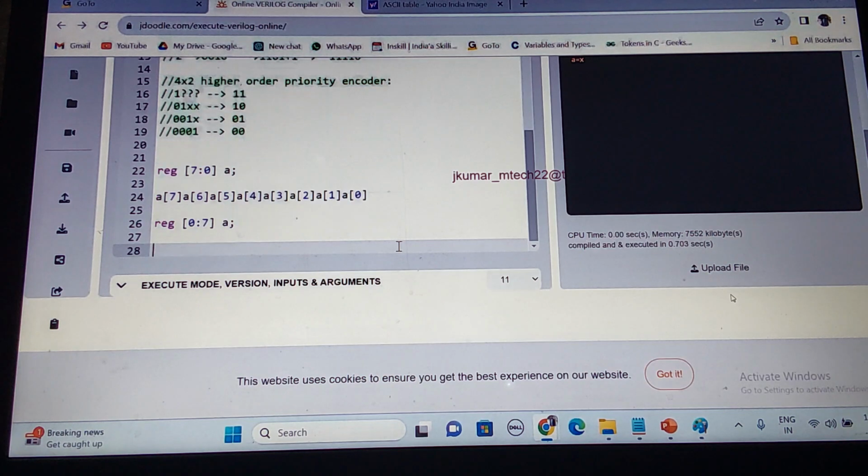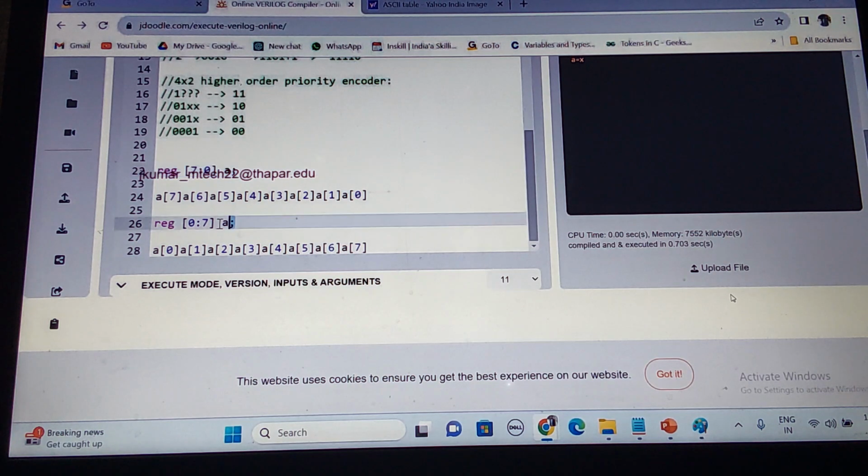Okay. What is this? A of 0, correct? A of 0, A of 1, A of 2, A of 3, A of 4, A of 5, this is nothing but A of 6 and this is nothing but A of 7. So now in this case, which one is the least? A of 7. Which one is the most? A of 0. You can declare this way or you can declare this way.